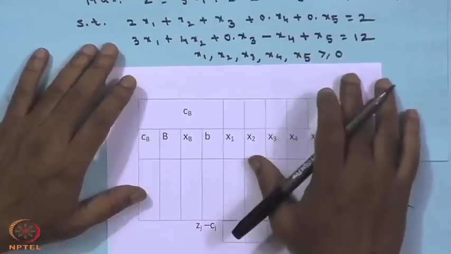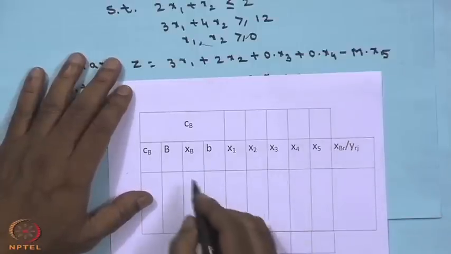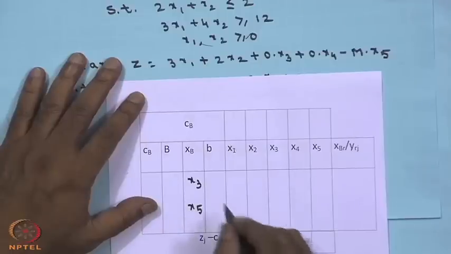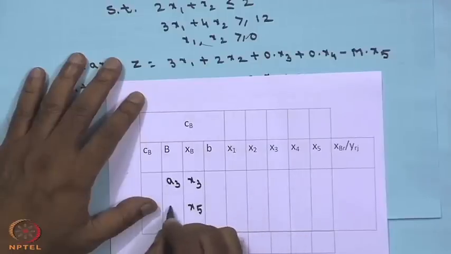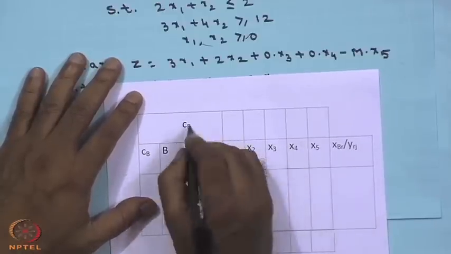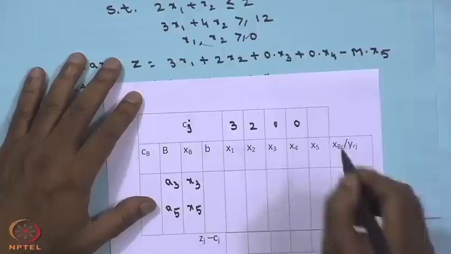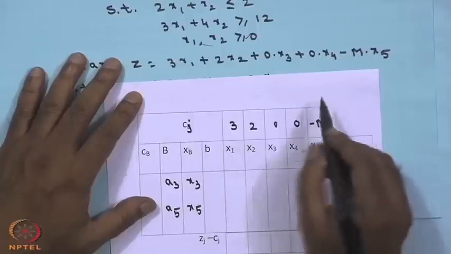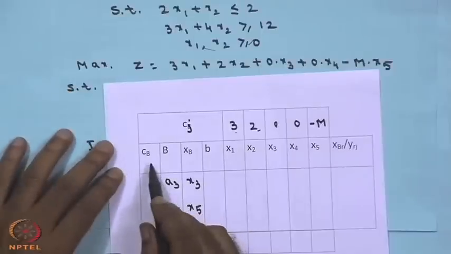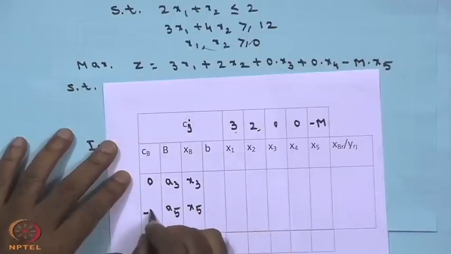Okay. Your problem is z equals this one. Therefore, your xB is x3 and x5, as we were telling. So, here also it will be A3 and A5. What will be your Cj? Cj will be 3, 2, 0, 0, minus M, the coefficients of x1, x2, x5 in the objective function. Therefore, your CB will be, coefficient of x3 is 0 and x5 is minus M.